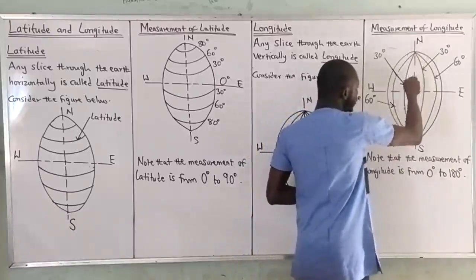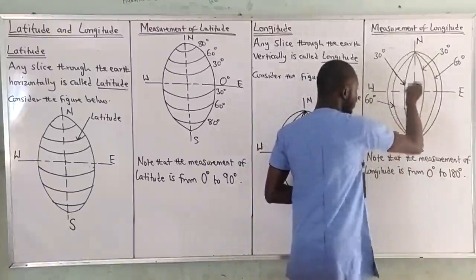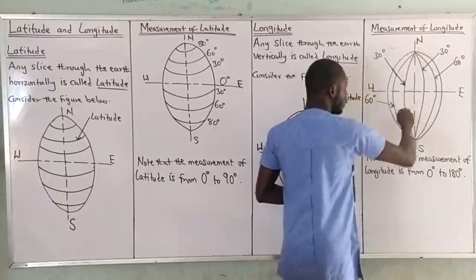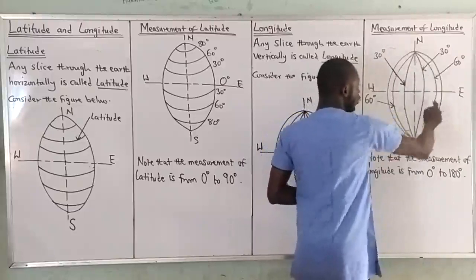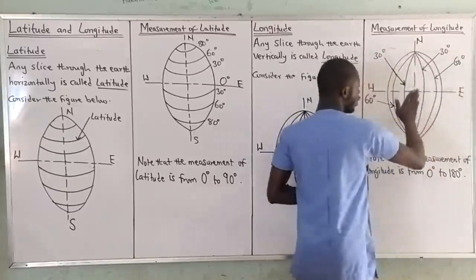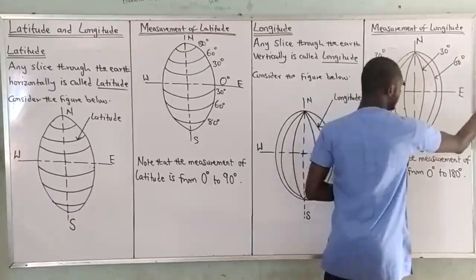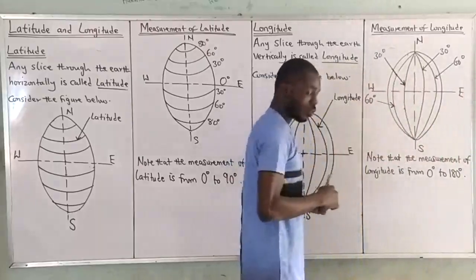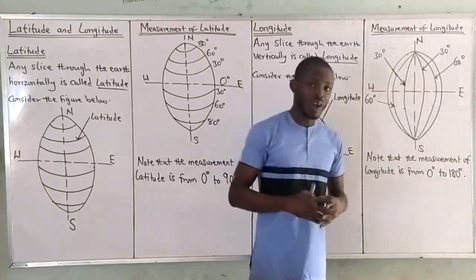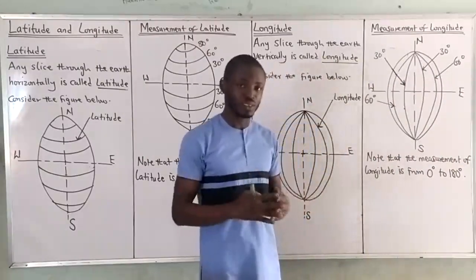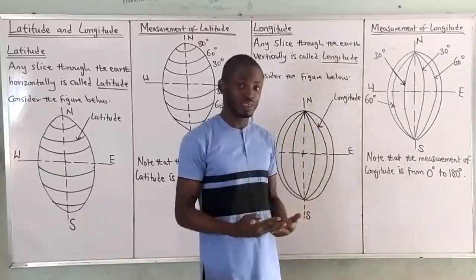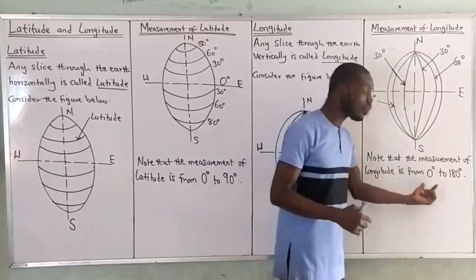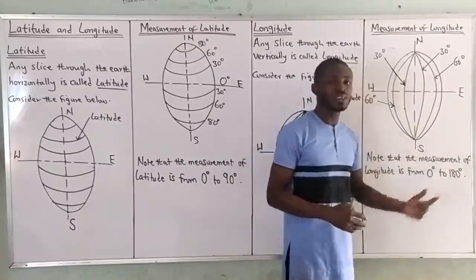So it starts from here, 30. The increment is outward. So we have 30 here, we have 60. It increases outward. The increment is done towards the east, while on this one the increment is done towards the west. And as I said, you can have 90, 100, 120, 160, 170. Why? Because the measurement of longitude is from 0 degree to 180 degree.